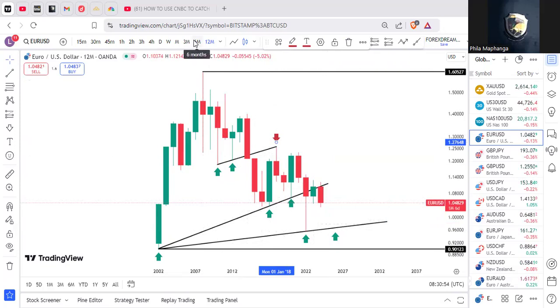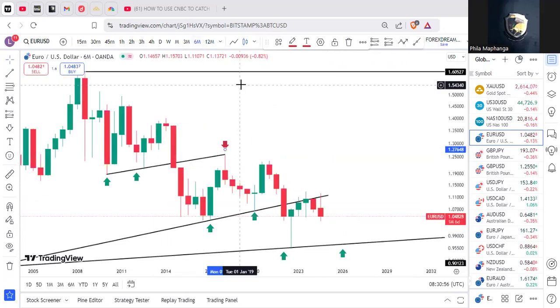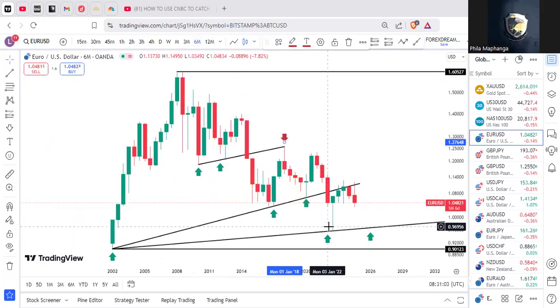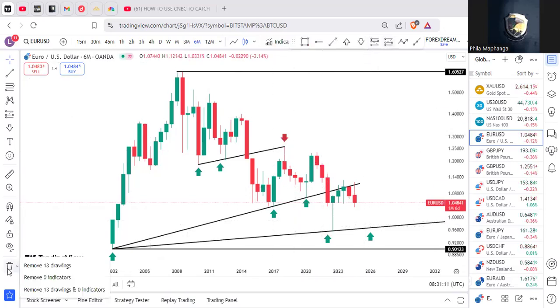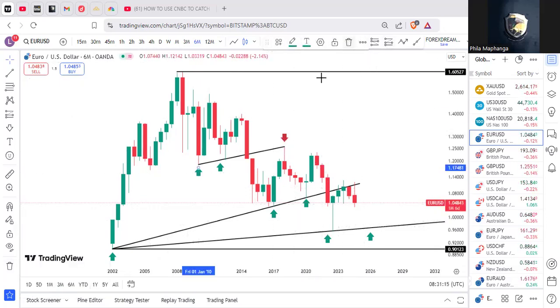We'll move to 6 months. Remember, on 6 months, each and every 6 months, you're going to see one candlestick. Your trend lines now are very much clear. You can see everything. Everything is clear. Now look at this again. Let me erase. It's fine. Let me erase one by one. My chart is not clean right now.